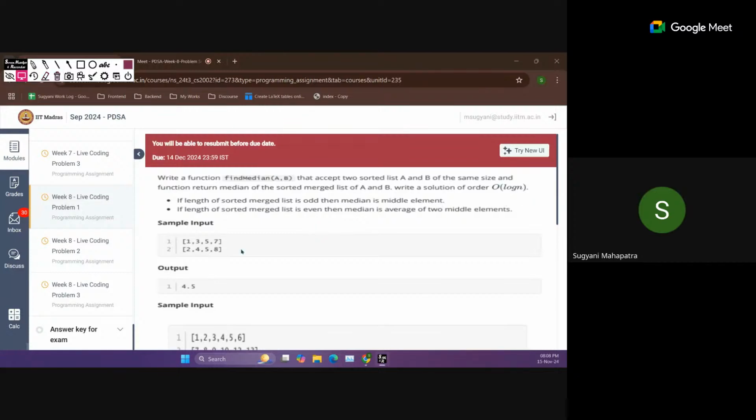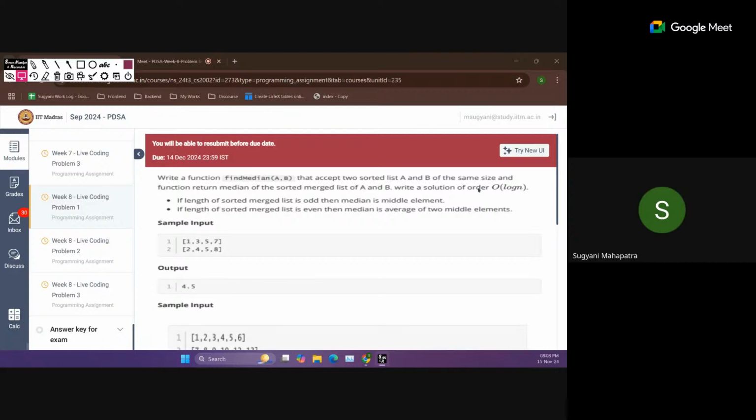Here we are performing the merge operation from merge sort. What is the running time of merge sort? It was order of n log n, right? Now we want to do this in log n, and notice that we just want to find one particular element in two sorted lists. We don't want to sort them. So we want to apply a divide and conquer approach similar to merge sort such that we can solve it in order of log n.